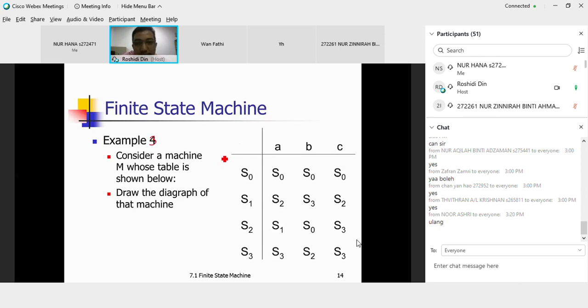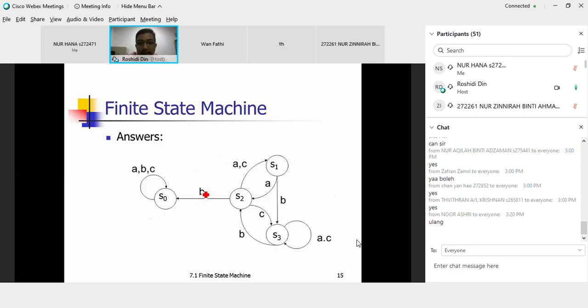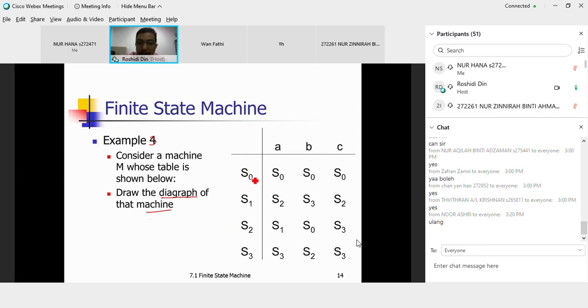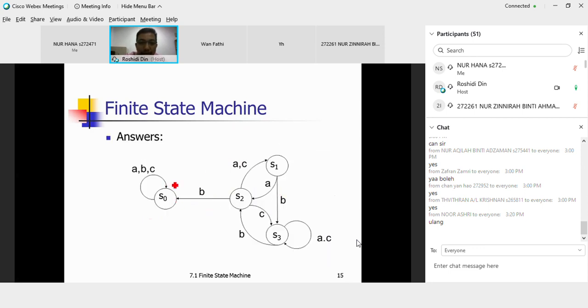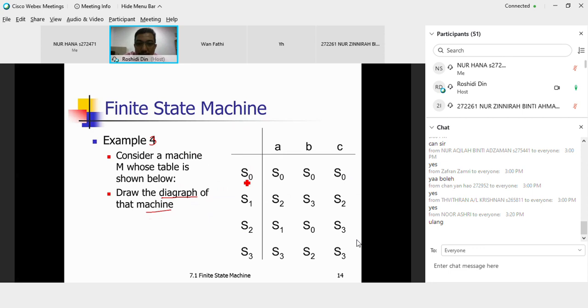Example 3. This is the process function, this one is input, and in the middle of the state transition table is output. Now, given this table, how do you draw the diagram? So draw the diagram for this issue. So this is the answer. In order to draw this final answer, we will look at the steps here.